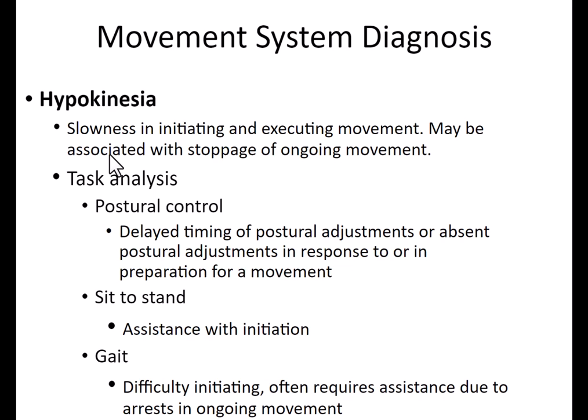With postural control, as I've just mentioned, there's going to be a delayed postural adjustment. Okay, so these patients are very prone to falling. For sit to stand or stand to sit, these patients might need assistance with initiation of the movement, and they might have difficulty with initiation of gait, or they might need some sort of assistance if their gait freezes. Okay, so all of these things together would indicate hypokinesia, which is the movement system diagnosis for patients with Parkinson's.